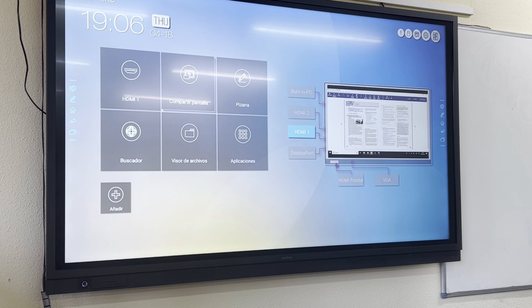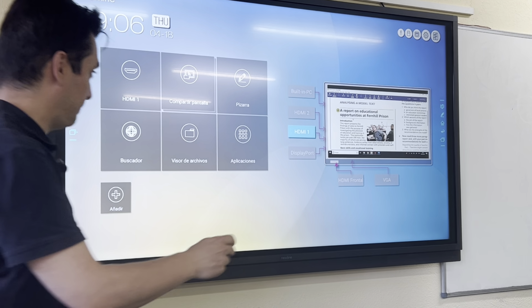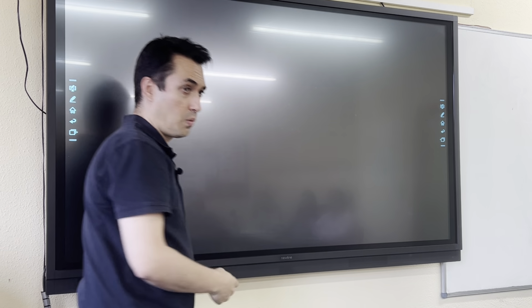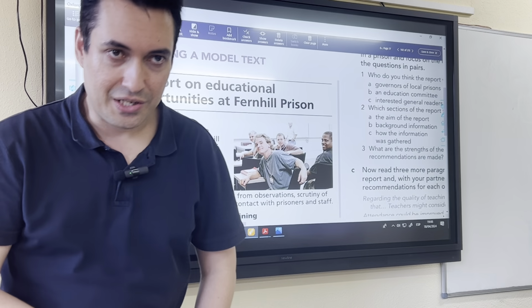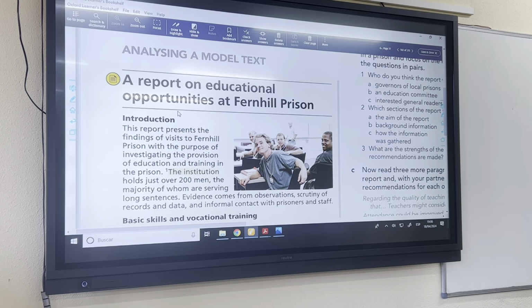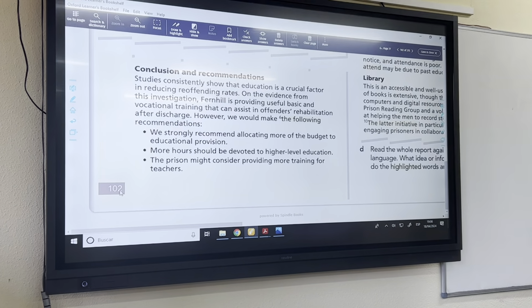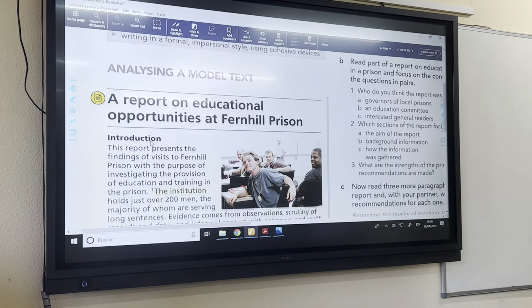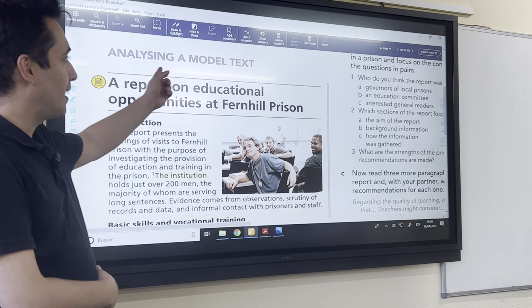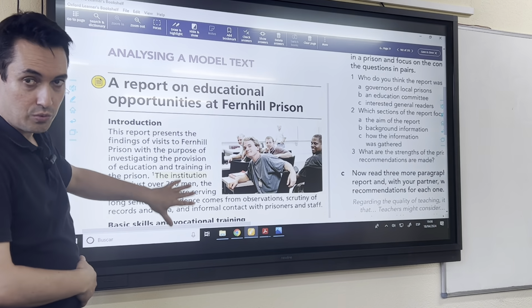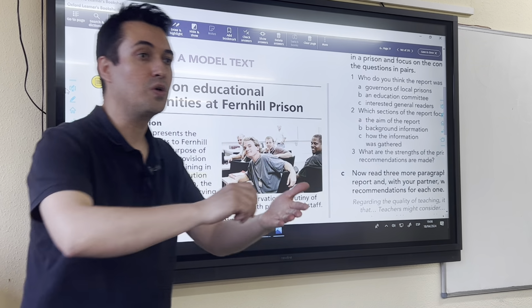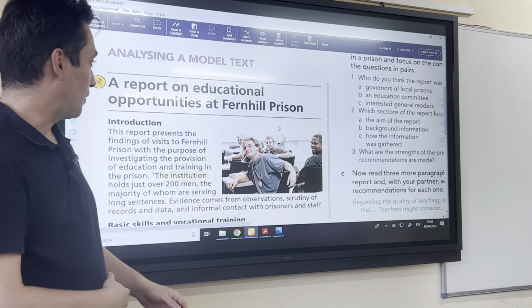Here we are, writing a report. Okay, we're going to analyze a model text first. This is what we usually do, yeah? Page 160, yeah? 160. If you have photocopies or PDF, 102. So what we normally do is we analyze a model text first, as an example, we study it, and then your homework will be to write a report.